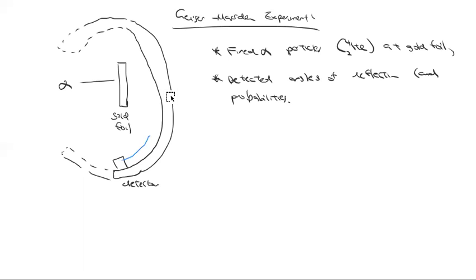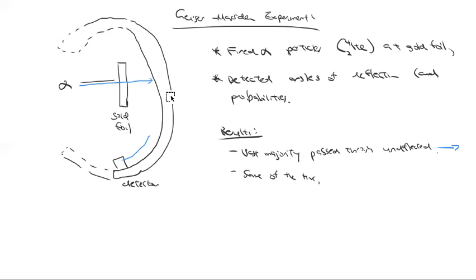Now, the results were quite surprising for them, because what they basically found was that the vast majority, over 99%, like 99.9%, right? Passed through undeflected. So we're basically saying, okay, 99% of the time, they just went bang, straight through. Now, some of the time there was deflection. So some of the time, there was this, or something like that, right?